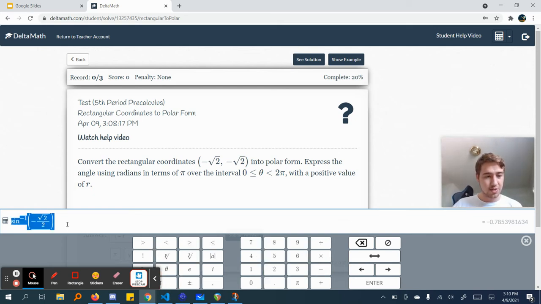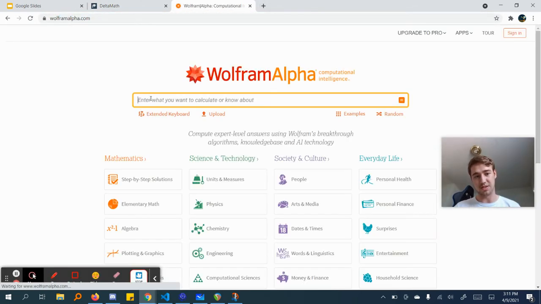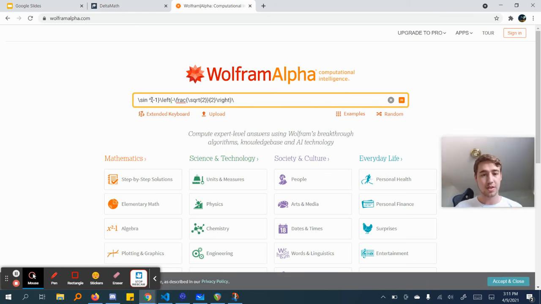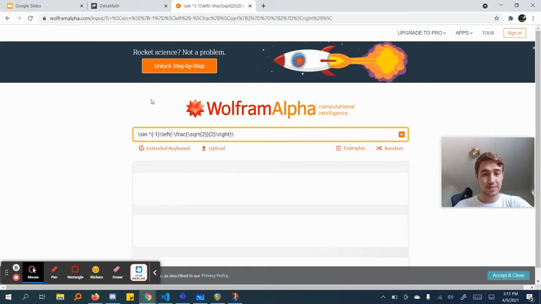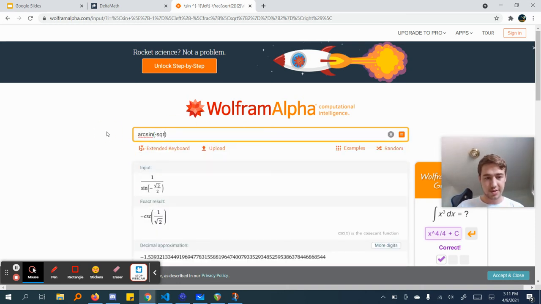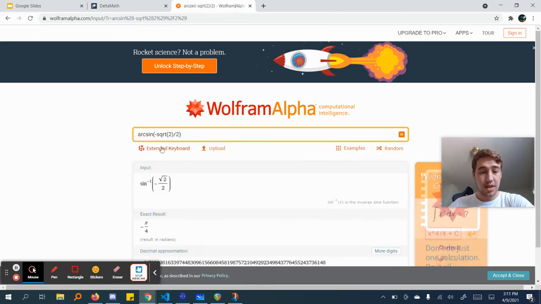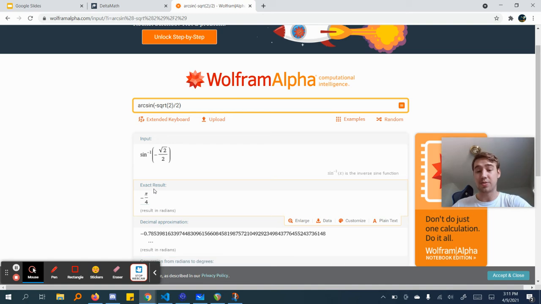Let's actually put this into another calculator that is more likely to give us something in terms of pi. I just pasted that. I don't know if it's going to like this. Yeah, it doesn't like that. So we're going to do arc sine of negative square root 2 over 2, and that is our answer, but the exact result is negative pi over 4.